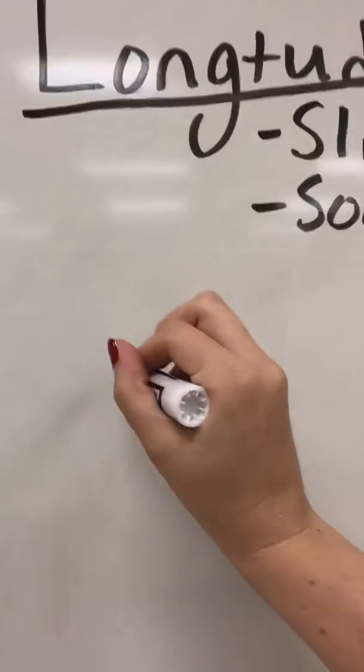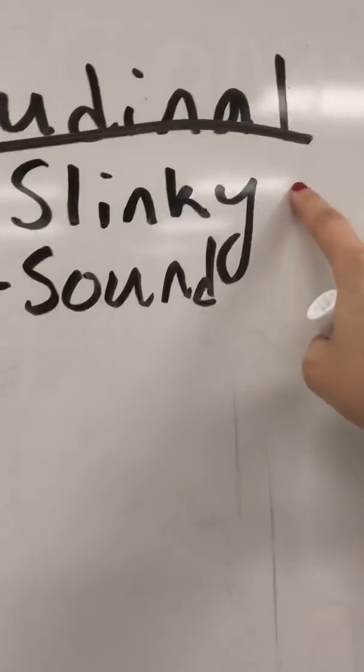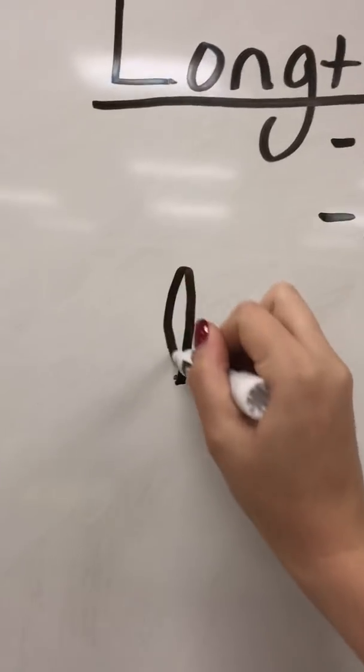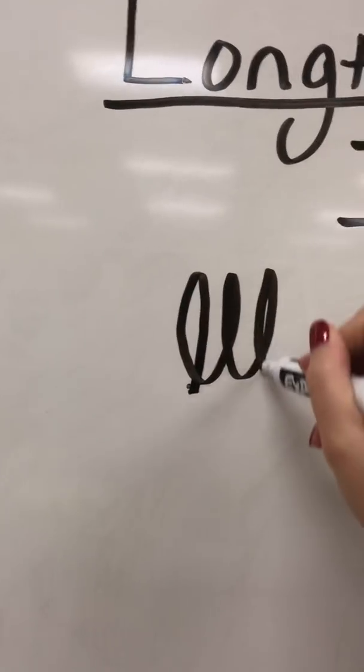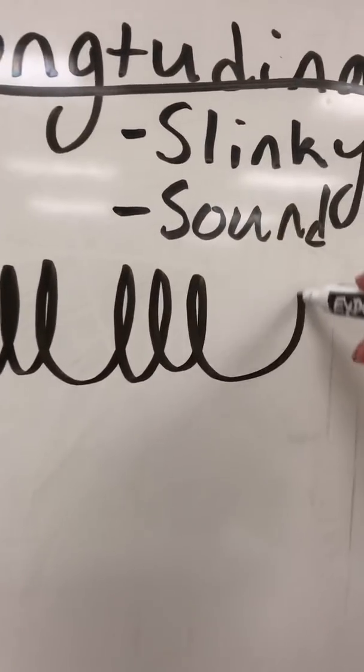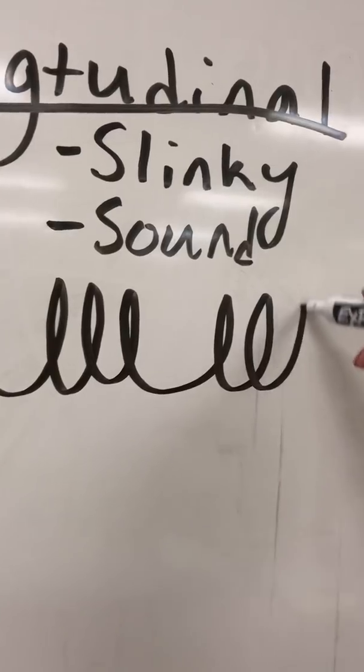So here I'm going to show you an example. An example is a slinky or a sound wave. I'm going to show you my slinky wave. We got that compression and then it's spread out, that compression again, and then it kind of spreads back out.